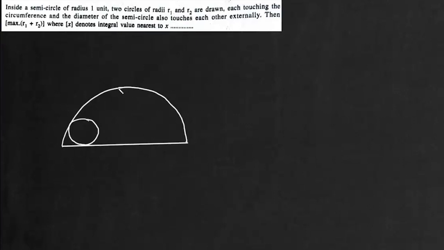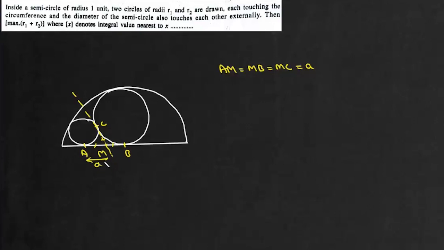And then we have two circles touching each other and also this semicircle. Let this point of contact be A and this be B. And if we draw their common tangent, let this be M. Now basically, these three lengths will be equal. Now suppose this is C. Now suppose AM equals MB equals MC, and let it be a. So let this distance be a.